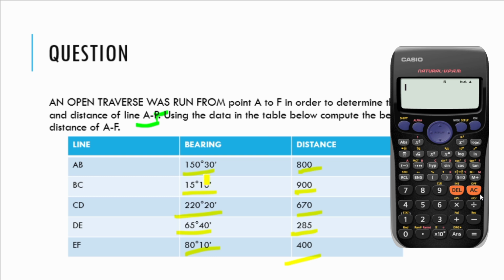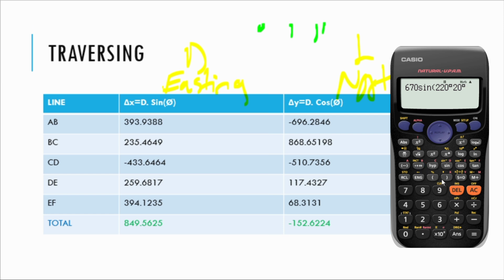Here we have only those two, the degrees and the minutes. So 150 degrees, 30 minutes. We are going to take the sine of it and then multiply by the distance. Then for the northing, we are going to do the same, but here we use cos and multiply by the distance. This is just simple.